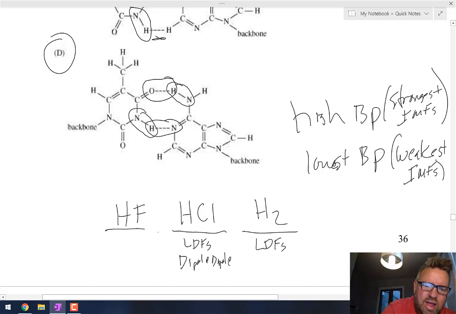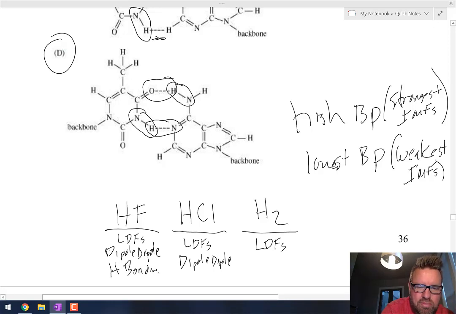And then HF, again, because it's a molecule, also has LDFs. HF is certainly polar, so it has dipole intermolecular forces, but then that H is bonded to an F, and it can form attractions with other fluorines in a different HF molecule, so therefore HF also has hydrogen bonding.